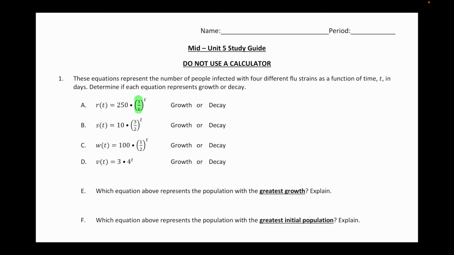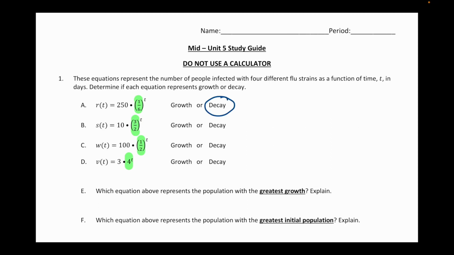I'm looking at this number on everything here. If that number is bigger than 1, it's going to represent growth. And if it's smaller than 1, it's going to represent decay. So for our first one here, this is going to represent decay because it is 1 over 6, which is definitely smaller than the whole number 1. So this is decay.